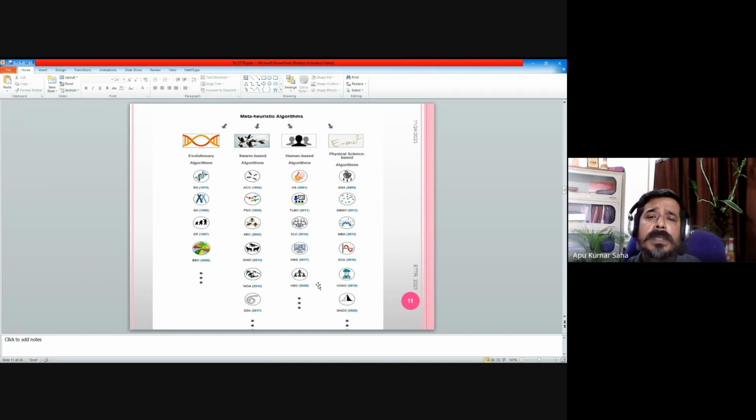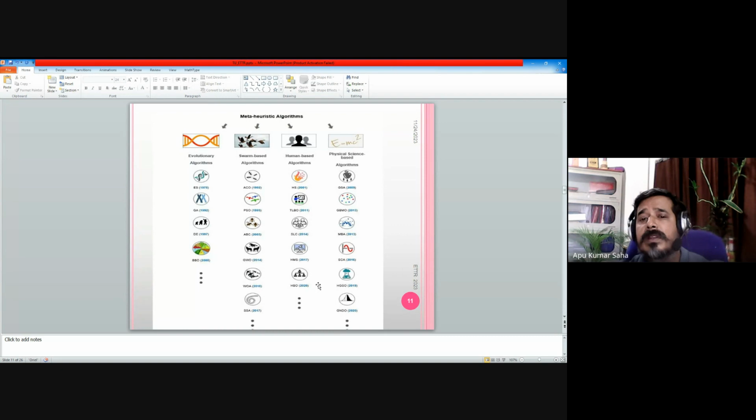Now, swarm-based algorithm, where a swarm or group of animals, insects, birds, fish, anything, can be used to generate your optimization algorithm. Some applications are ant colony optimization algorithm, particle swarm optimization algorithm, ABC, artificial bee colony optimization algorithm, GWO, grey wolf optimization algorithm, WOA, whale optimization algorithm, etc.